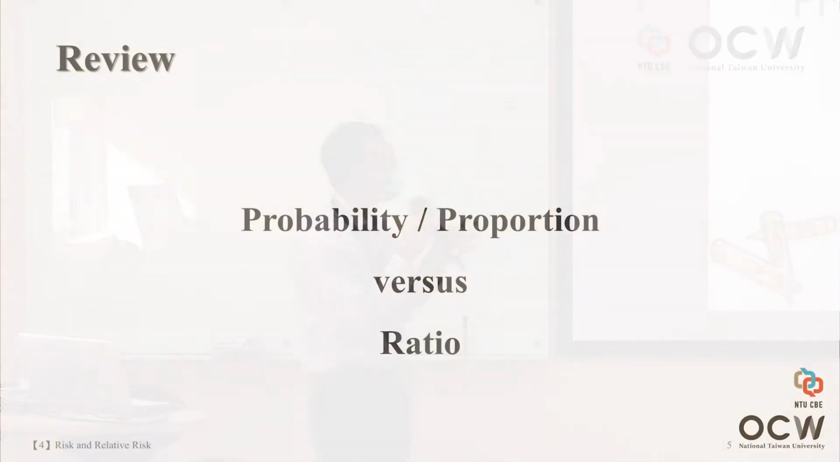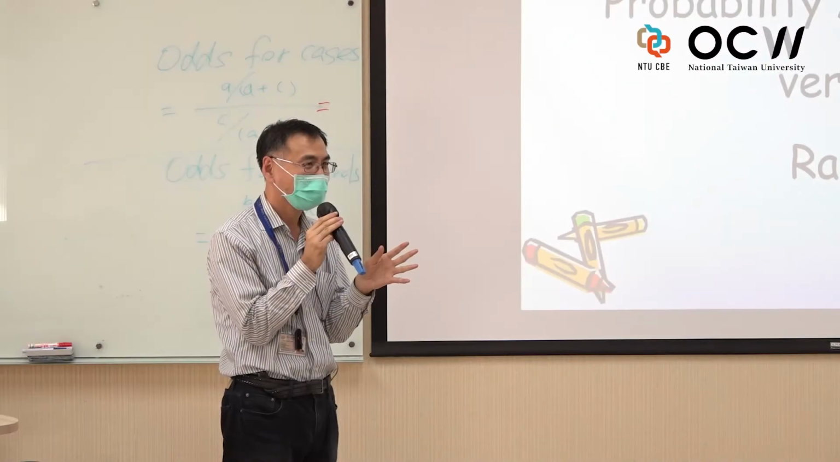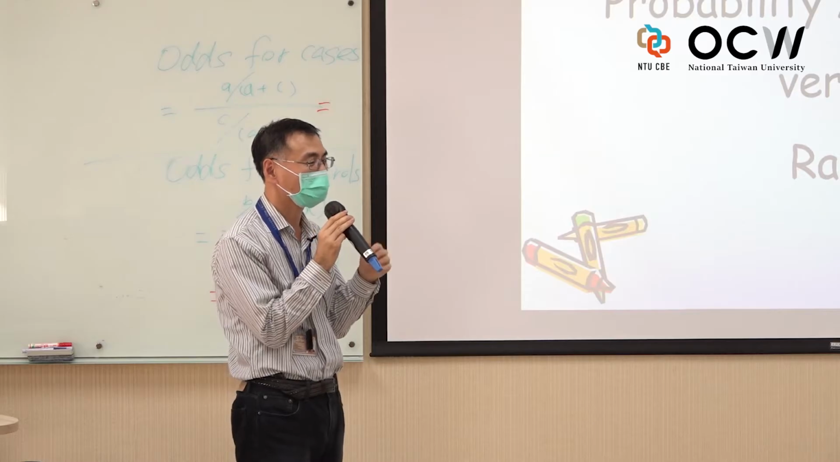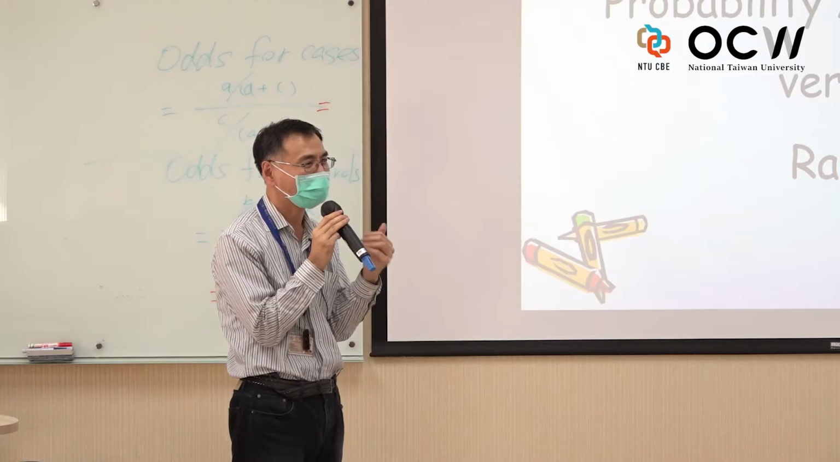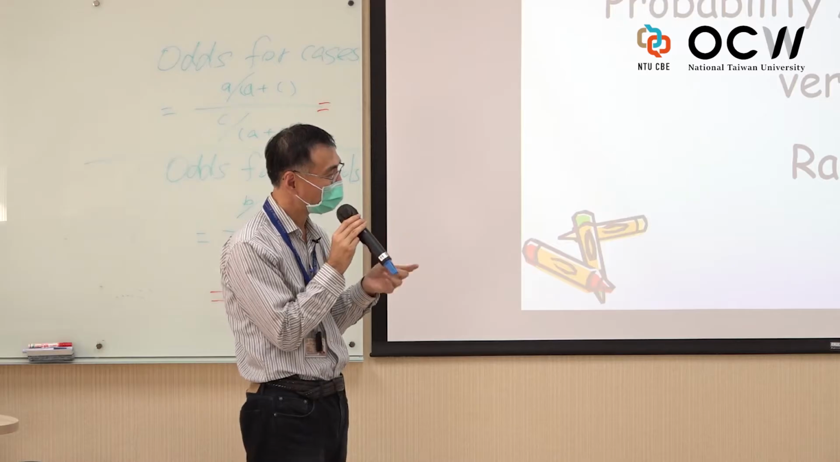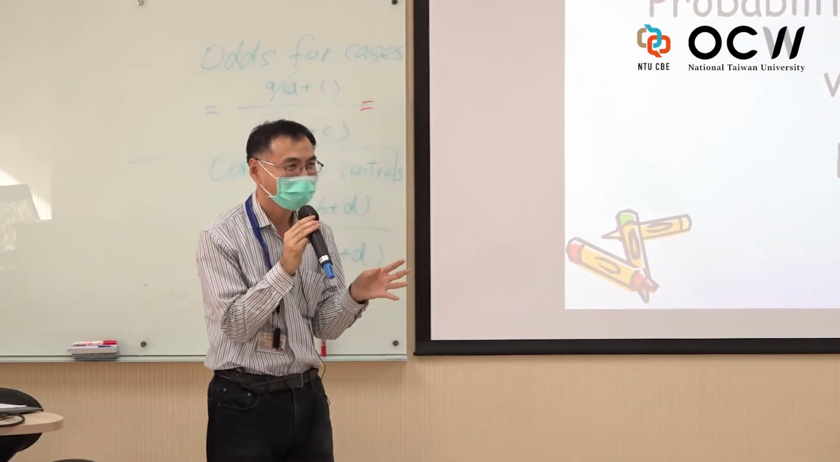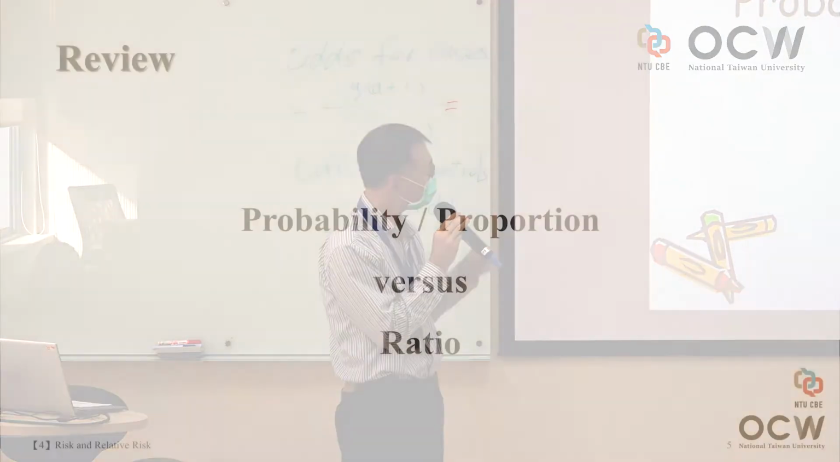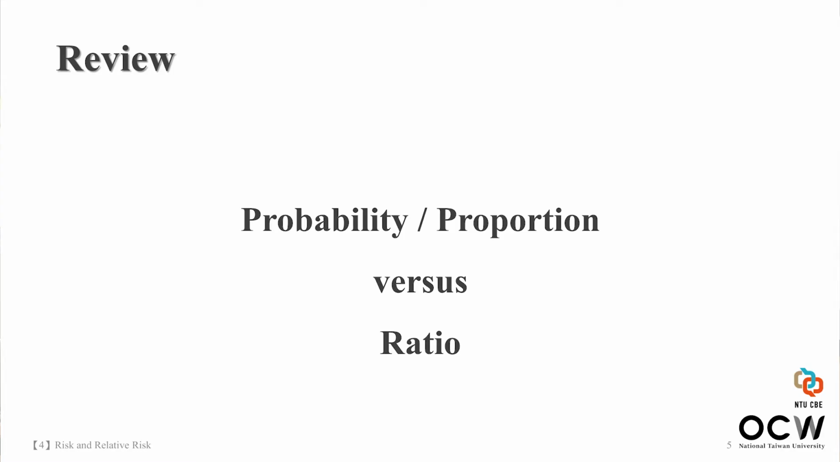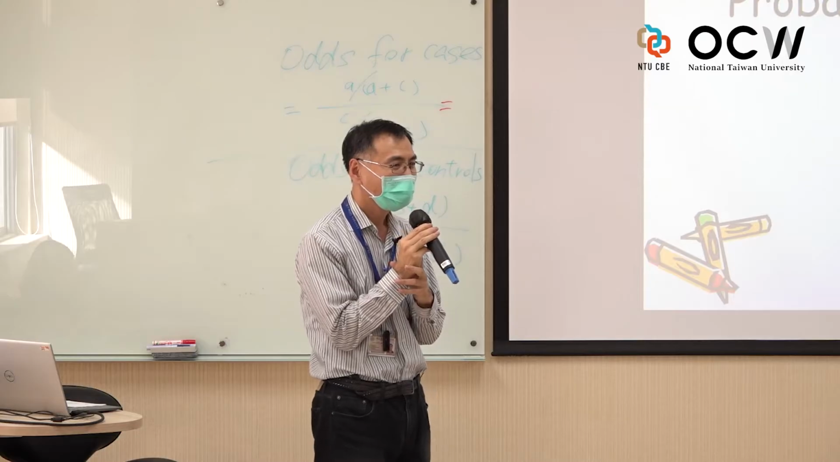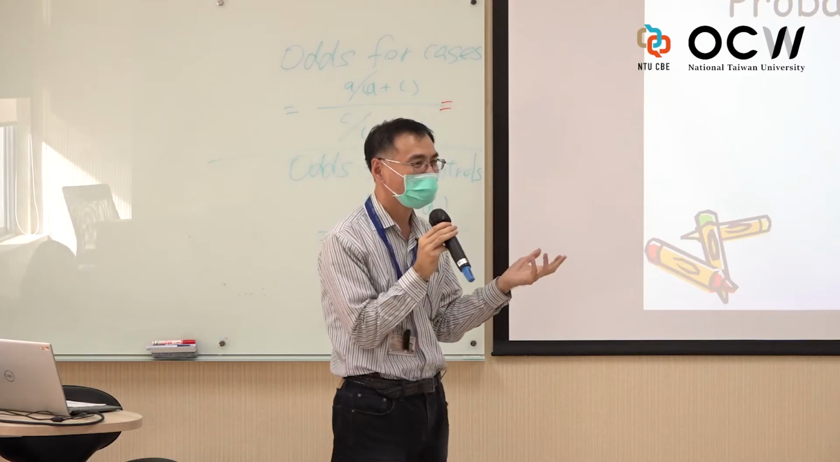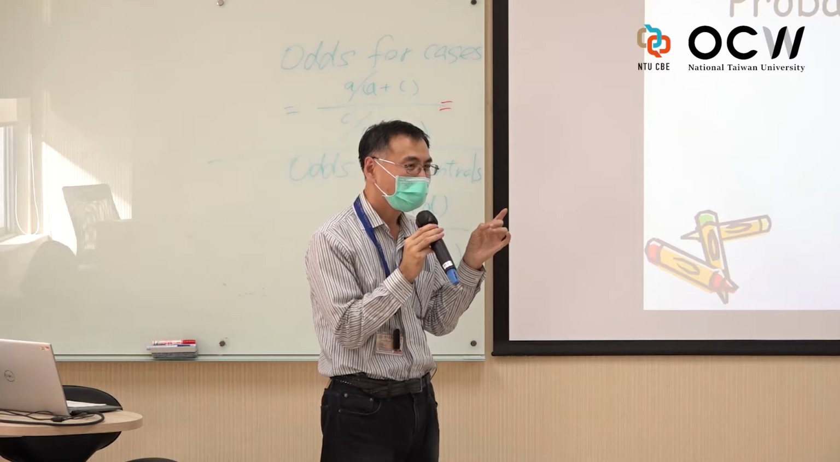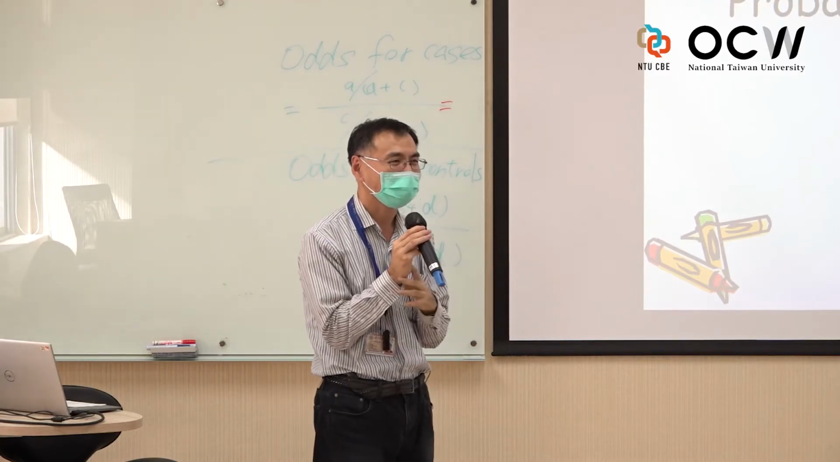Okay, and here's the other review about mathematics. Probability and proportion are very similar things, which is basically a number from 0 to 1. 0 means that it's not possible to happen. 1 means that it's 100% to happen. Right? It's very straightforward. But what about ratio? Is it different or the same? Yeah, it's a little bit different. When we are calculating probability or proportion, the numerator has to be part of the denominator.